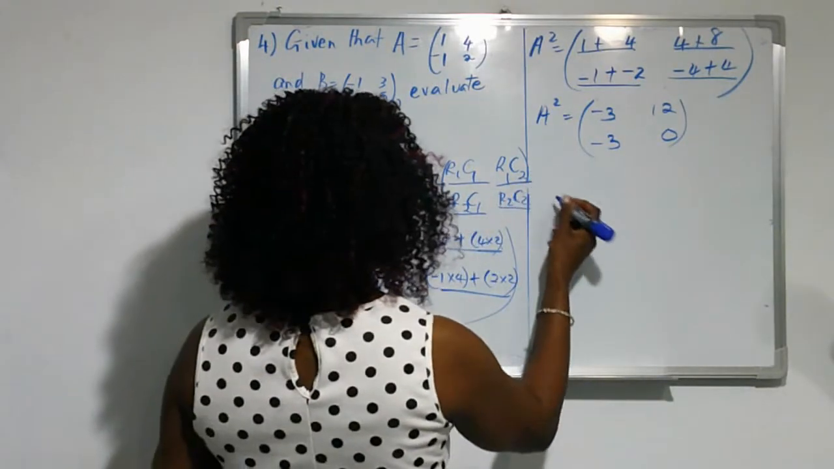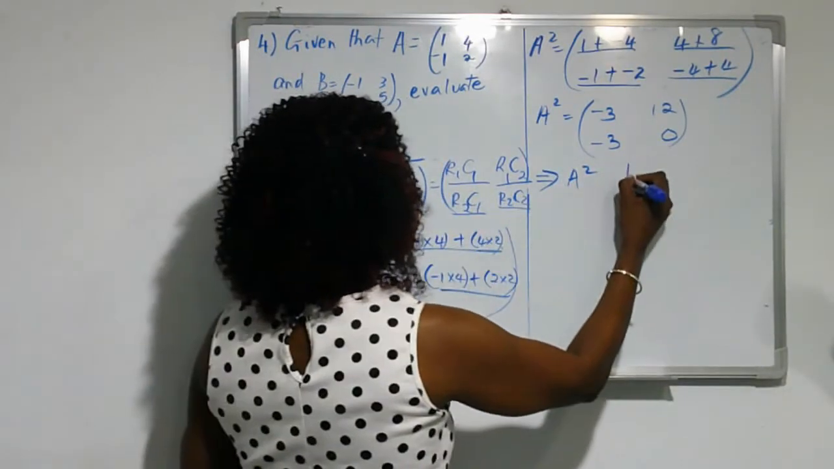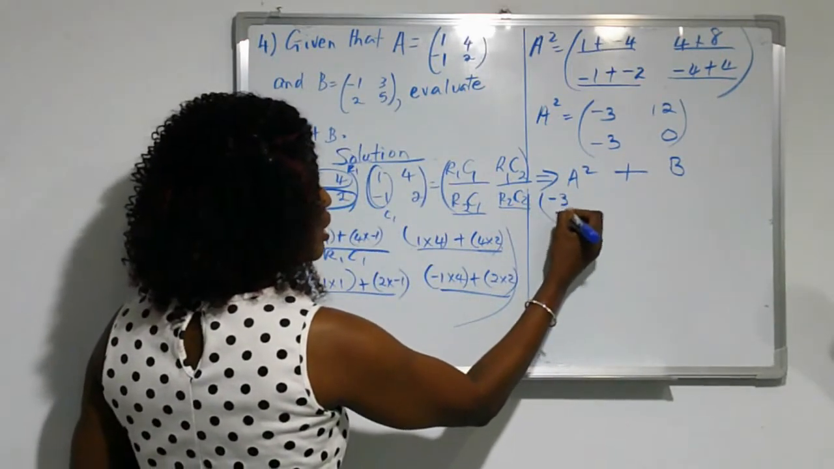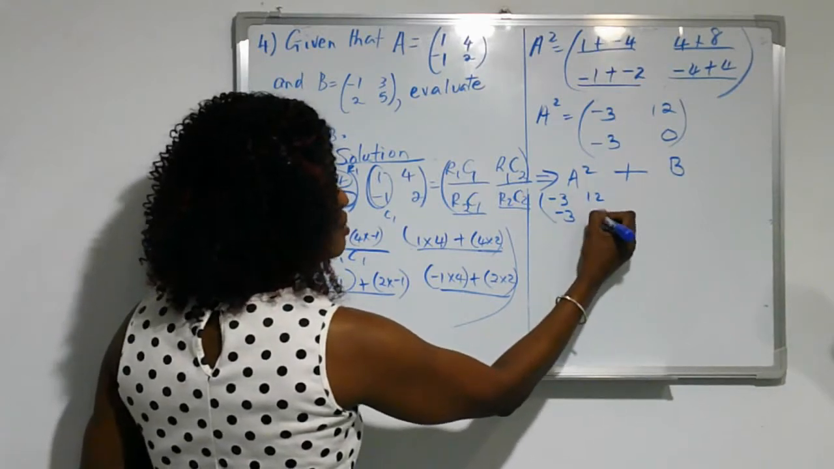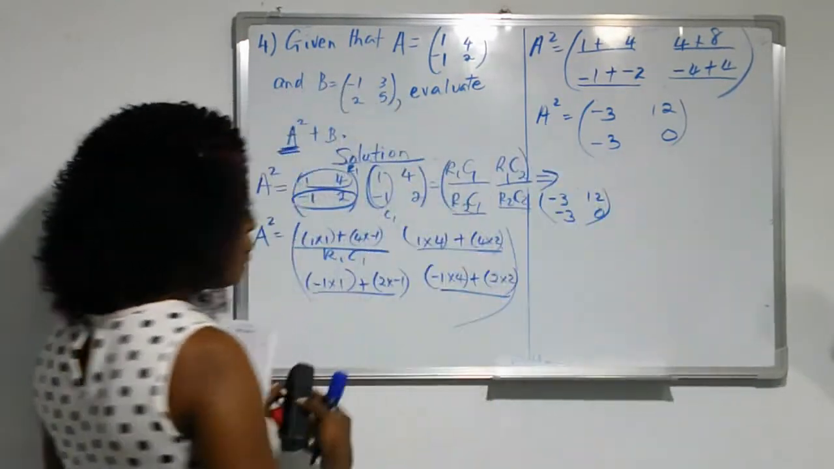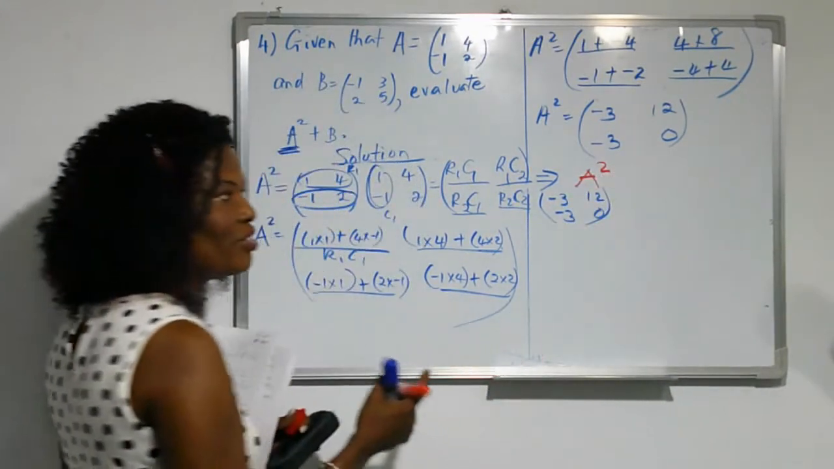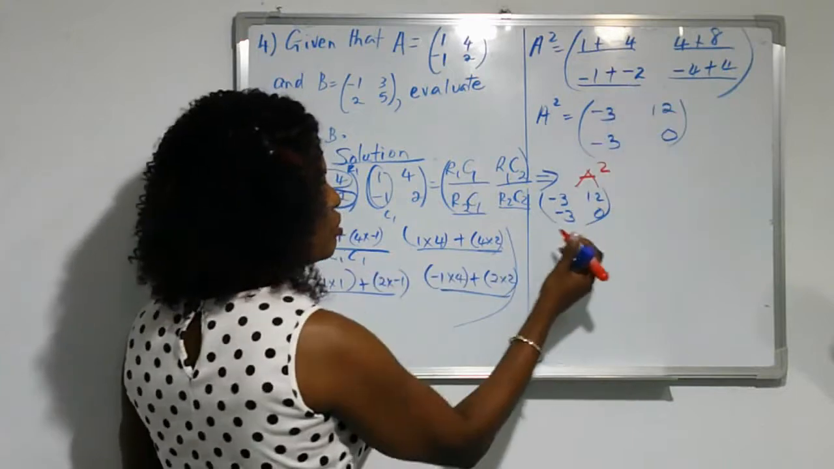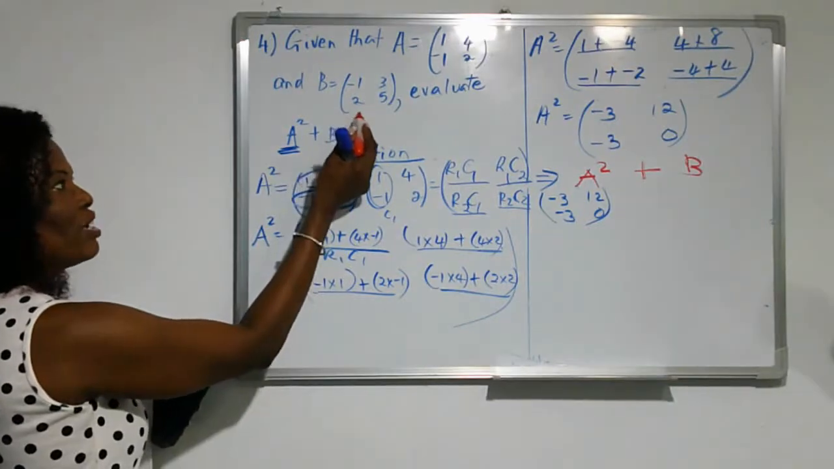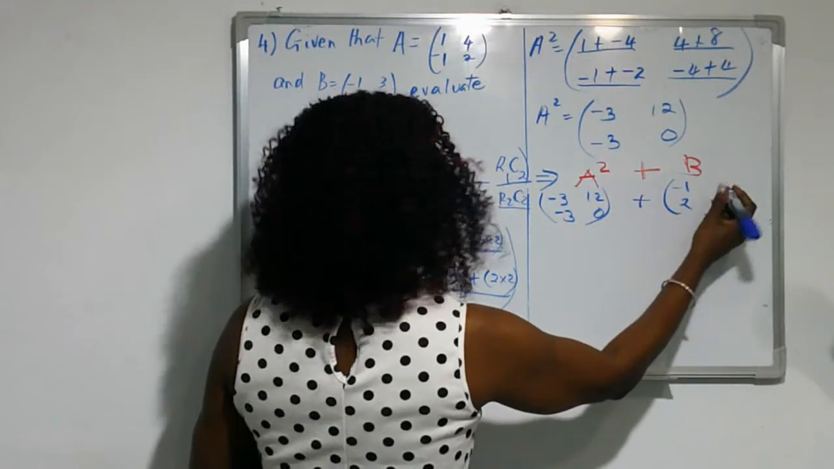So what I'm going to do now is finish it up. A squared plus B. Our answer for A squared is negative 3, negative 3, 12, and 0. Okay? And I'm going to just use a red marker just to highlight that the A squared answer is negative 3, negative 3, 12, 0. And B is this matrix. Negative 1, 2, and 3, 5.